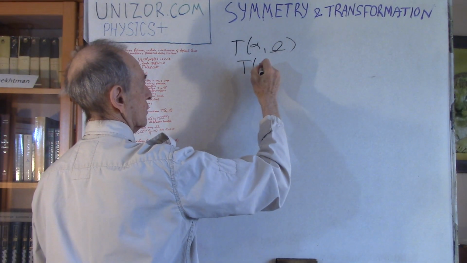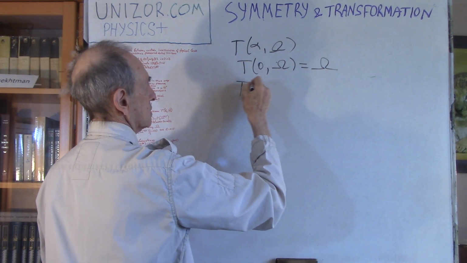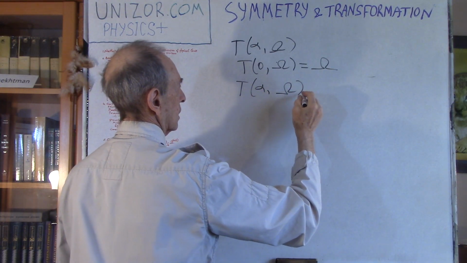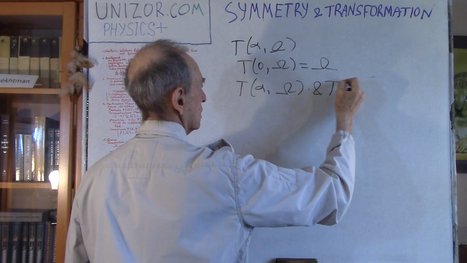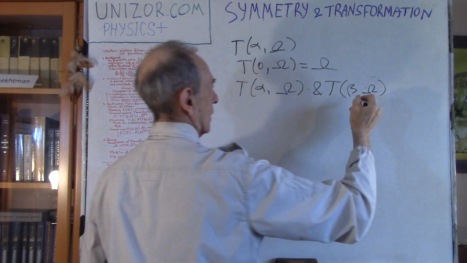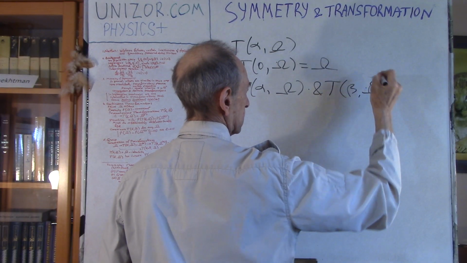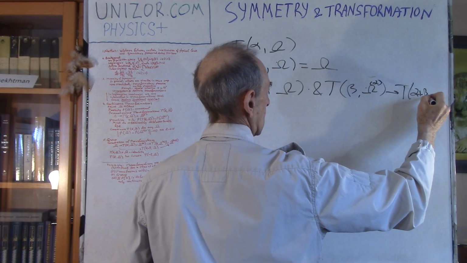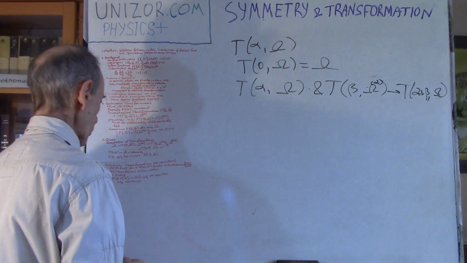Which means T of 0 omega is identity, T of, let's say, alpha omega, and then combined with T of beta omega must be preserved, meaning equal to the result of the first one, T of alpha plus beta omega. So that's what makes it a group.